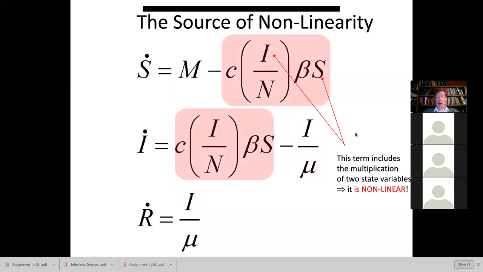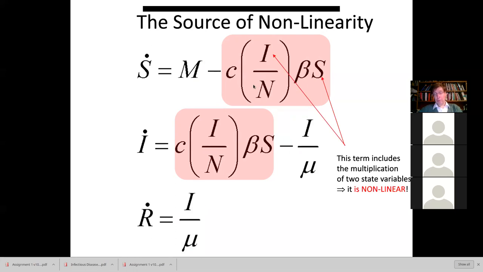We have an S times an I. You don't see that for this term, right, with I. No, there's no multiplication of it by another state variable. But here we see it, S times I. And as I said last time, that tells us it takes two to tango. In order to spread the infection, you need both an I and an S.